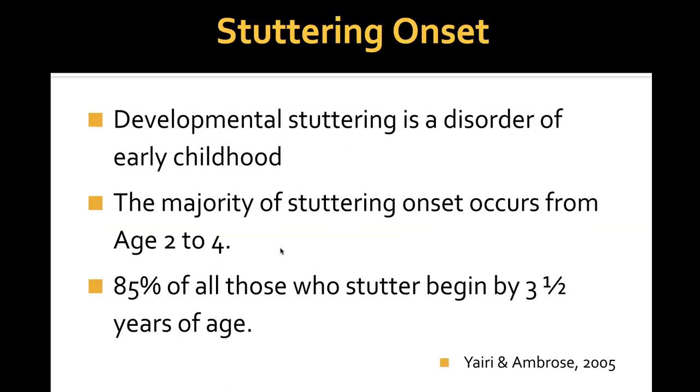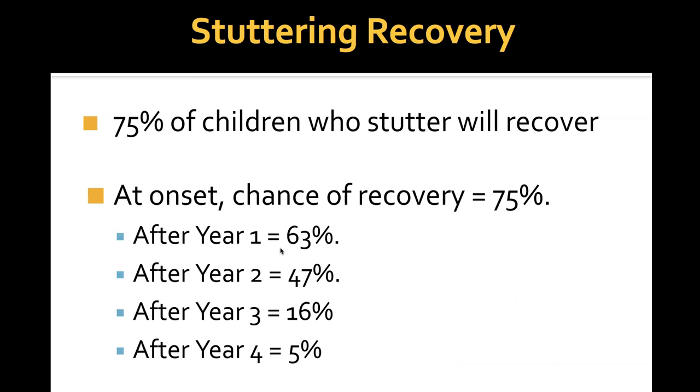All right, so when does it start? Developmental stuttering is a disorder of early childhood. So the vast majority of stuttering onset occurs from age 2 to 4. Anyone who ever starts to stutter, 85% of all those who stutter begin by age 3.5, and I believe 95% of anyone who starts to stutter will start to stutter before age 5. So the vast majority of stuttering is going to occur early on.